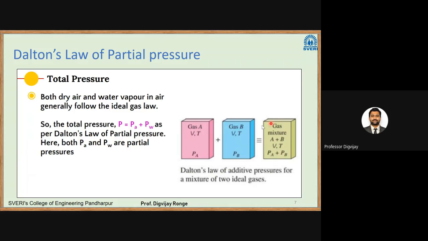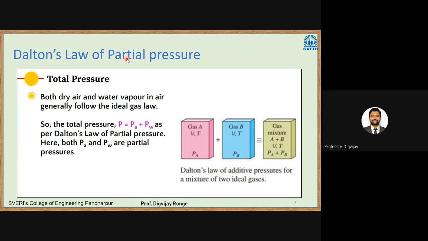Okay. So in this mixture, whatever pressure is exerted by gas A will be called the partial pressure of gas A, and whatever pressure is exerted by gas B will be called the partial pressure of gas B. And the summation of these partial pressures will give you the total pressure inside the system. So that is Dalton's law of partial pressure. Okay, this holds good for gases.